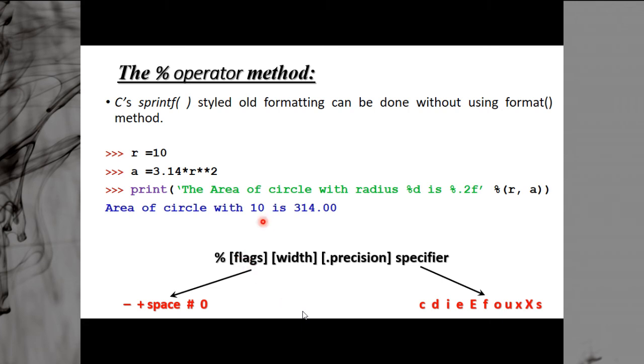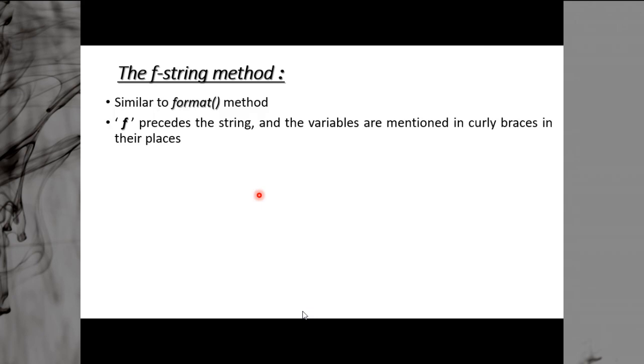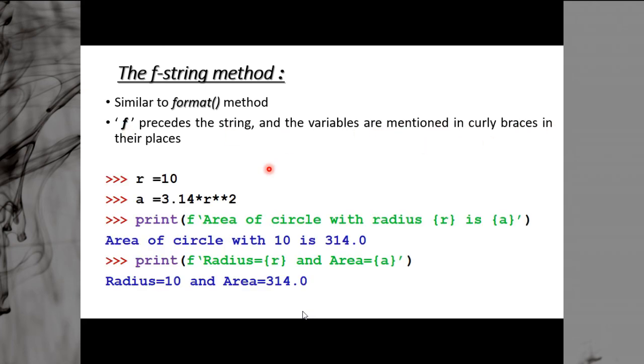And similarly you can use the f string method. The f string method is similar to the format method. The only difference is that you need not use the word format here. Here the string is preceded by the letter f. Whatever the string is, it is preceded by the f, and the variables are mentioned in curly brackets in the same way.